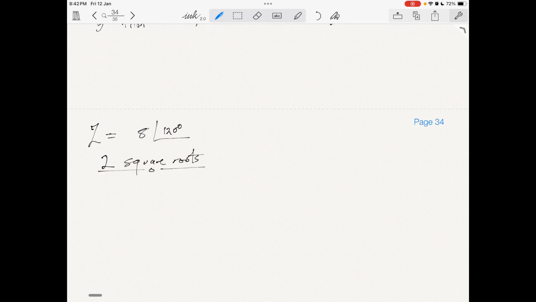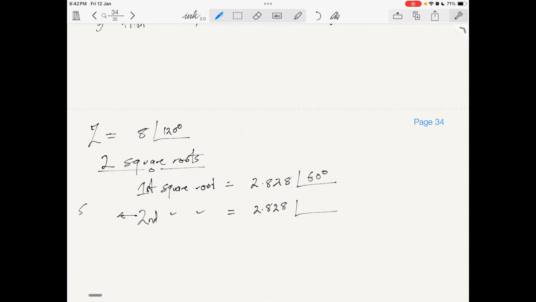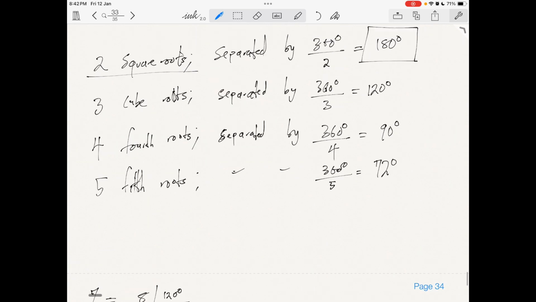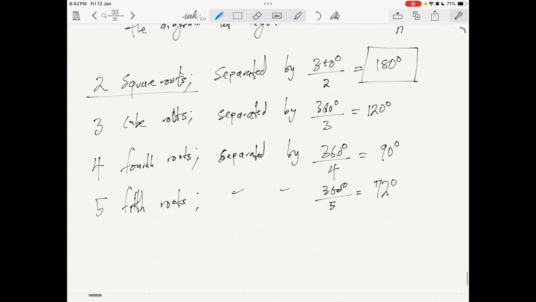After applying De Moivre's theorem, we found that the first square root is equal to 2.828 argument 60 degrees. Now the second square root will be equal to 2.828 argument... Remember, the roots are separated by 360 over n, and that's 180 degrees.